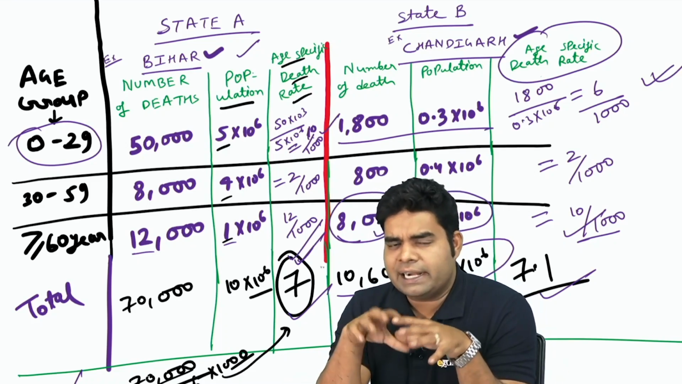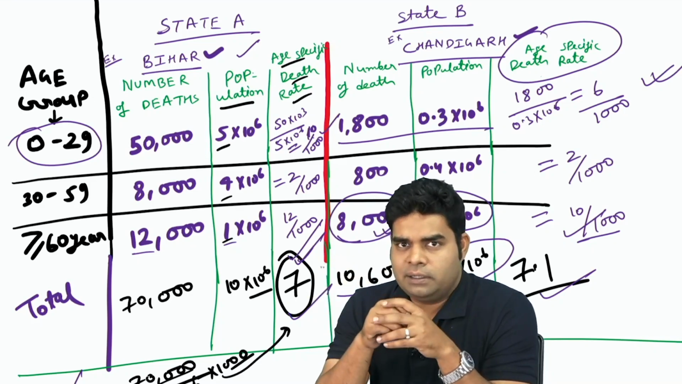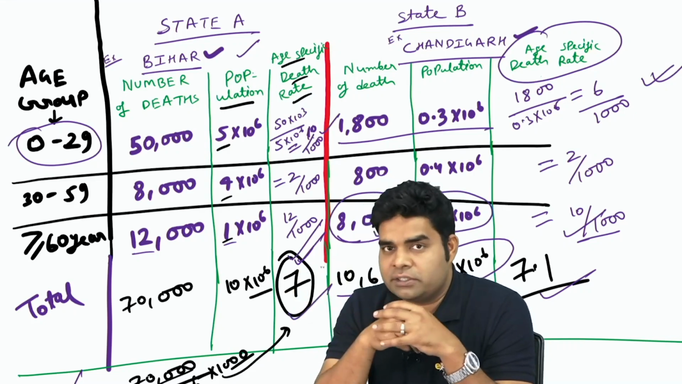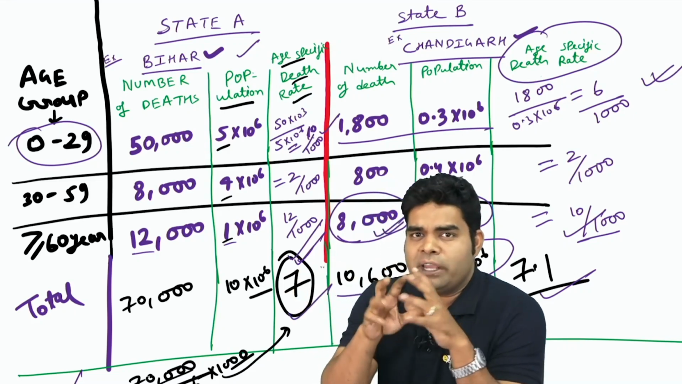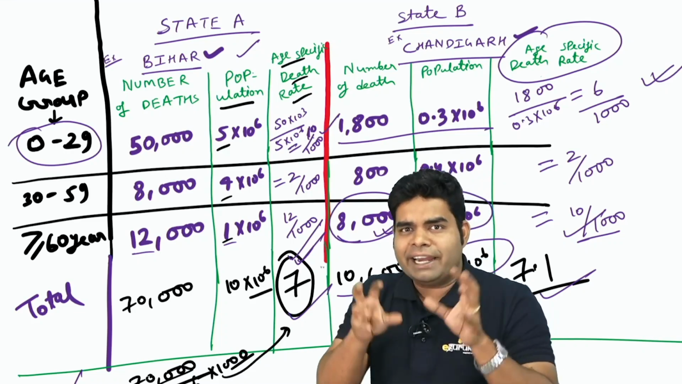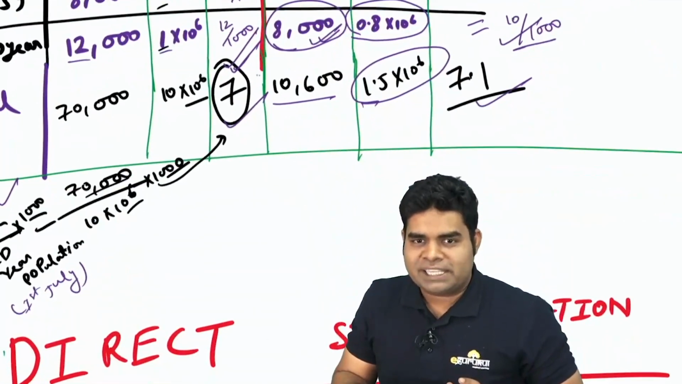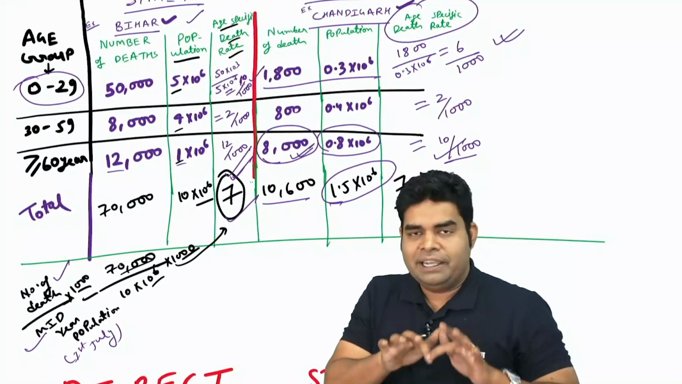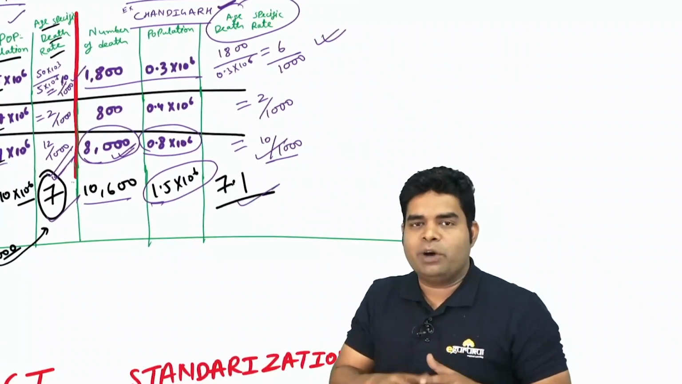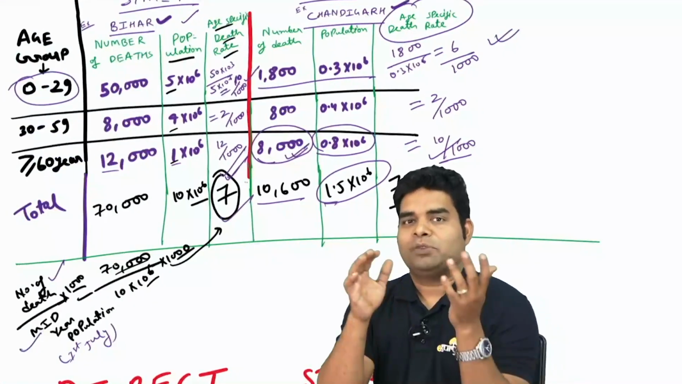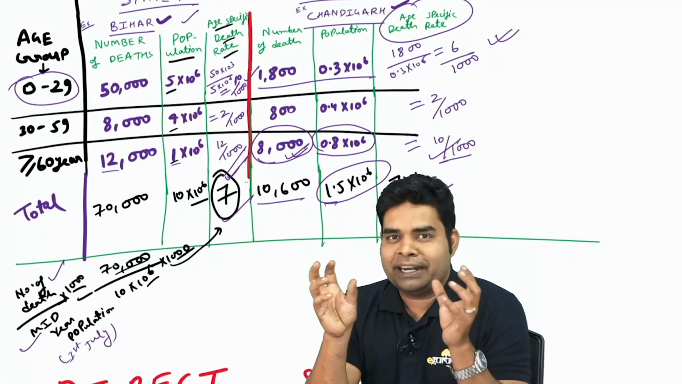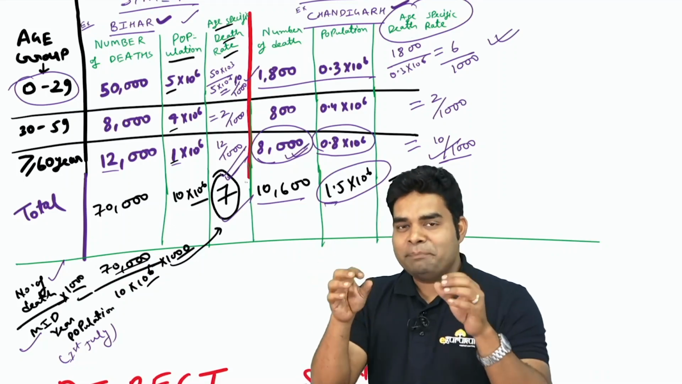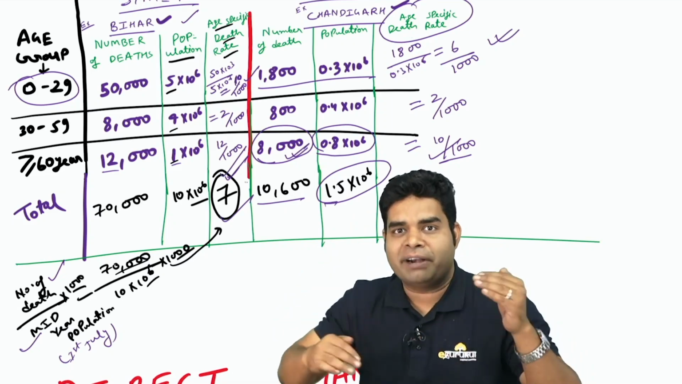To understand it, let's take the example of two states, state A and state B. Let's say state A is Bihar and state B is Chandigarh. If you look at the mortality rate of these two states, you will see that it is 7 per thousand in Bihar and 7.1 per thousand in Chandigarh. Does that mean Bihar and Chandigarh have the same type of health system? No. It simply means that the age distribution is different.